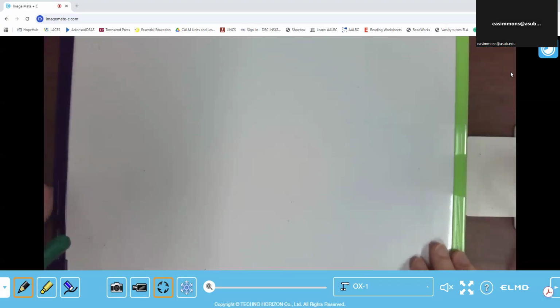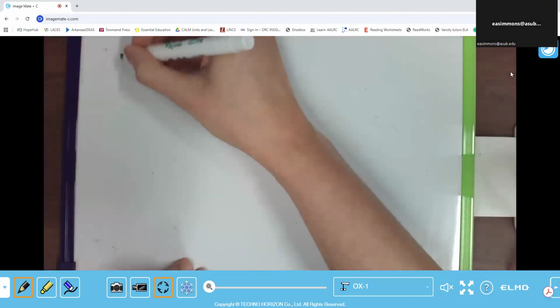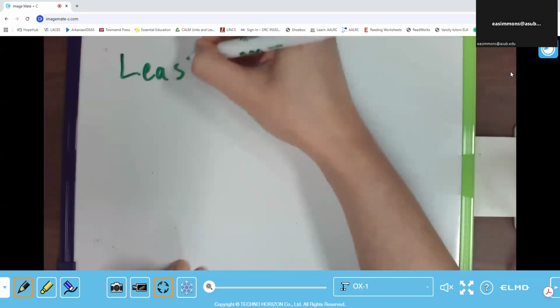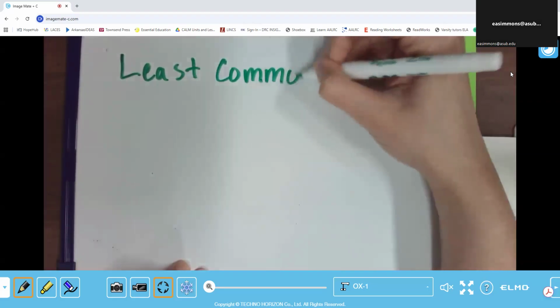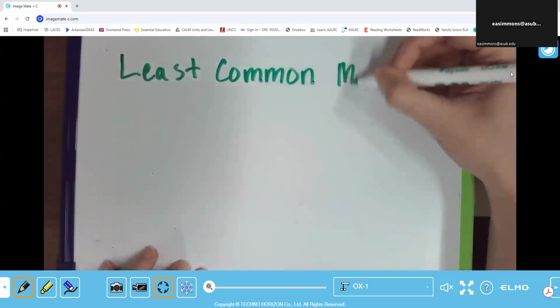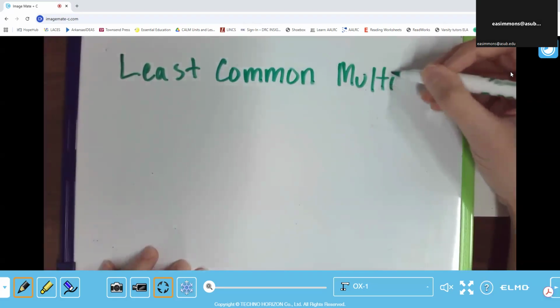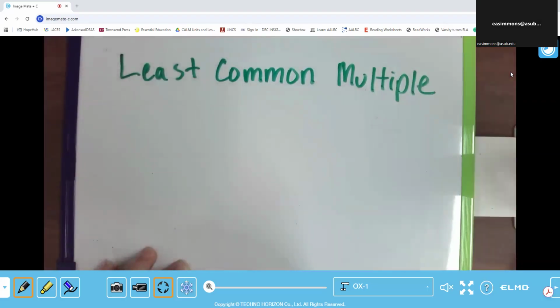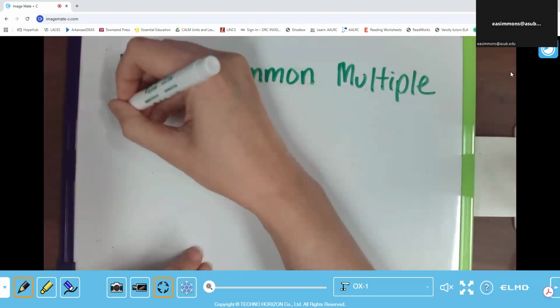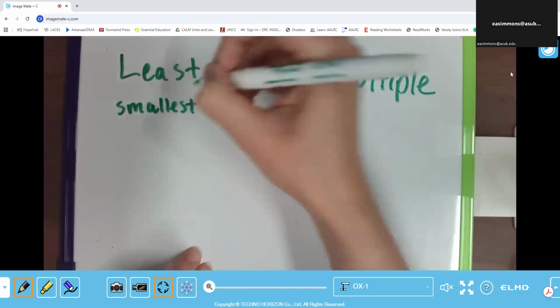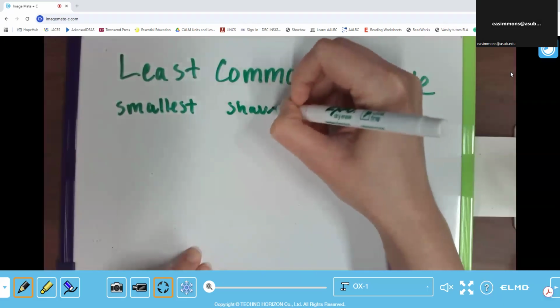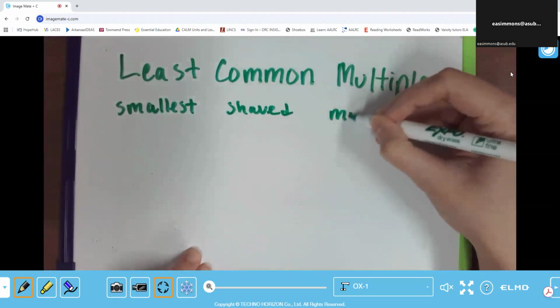When I'm talking about least common multiple, I'm talking about the smallest shared multiple.